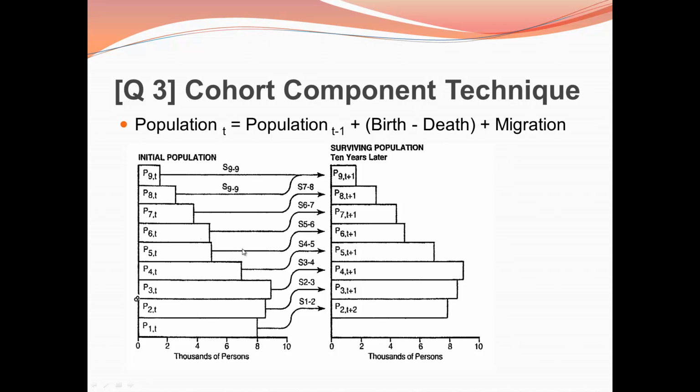So as you can see on this graph, those who survive from the very first cohort will be the second cohort at time t. And those who survive from the second cohort at time t minus 1 will be the third cohort at time t.